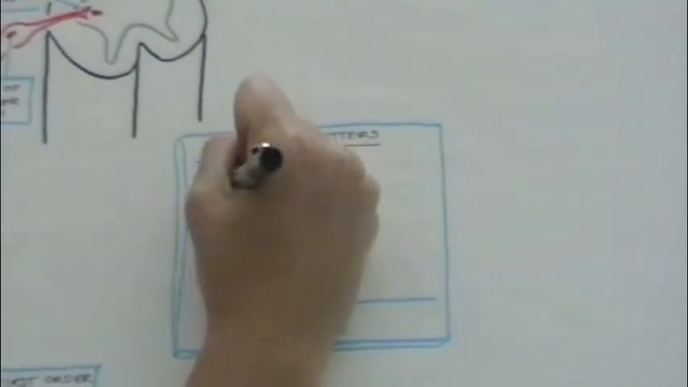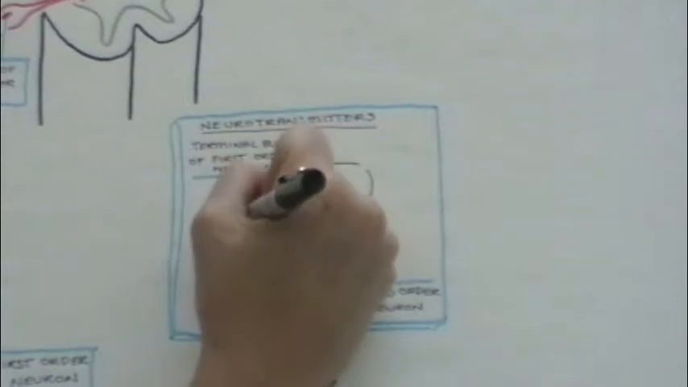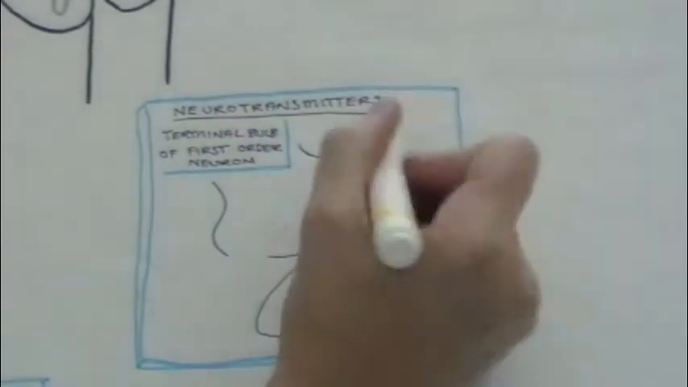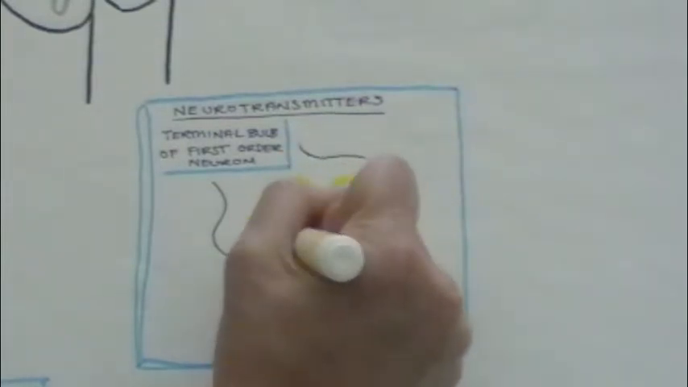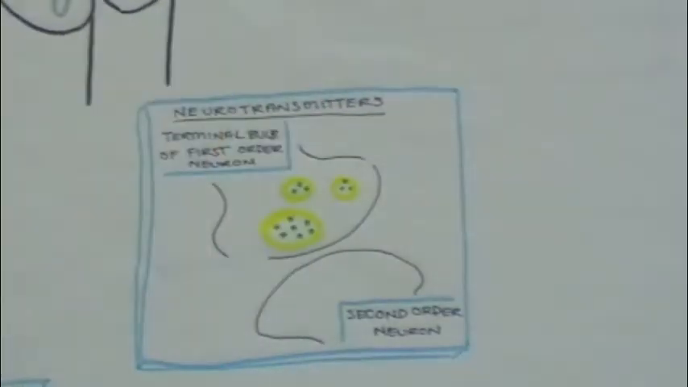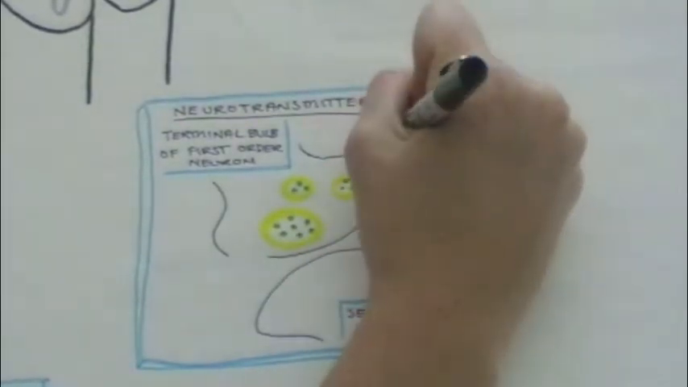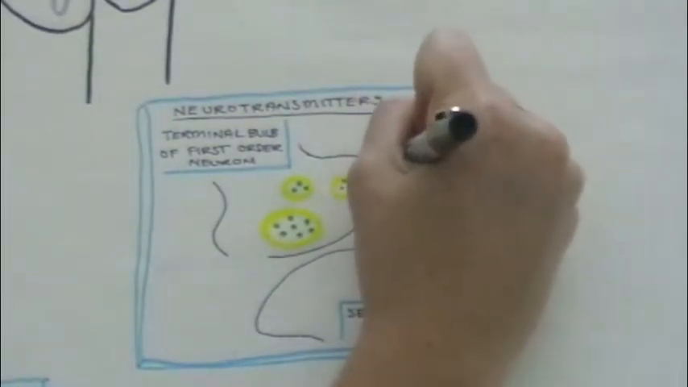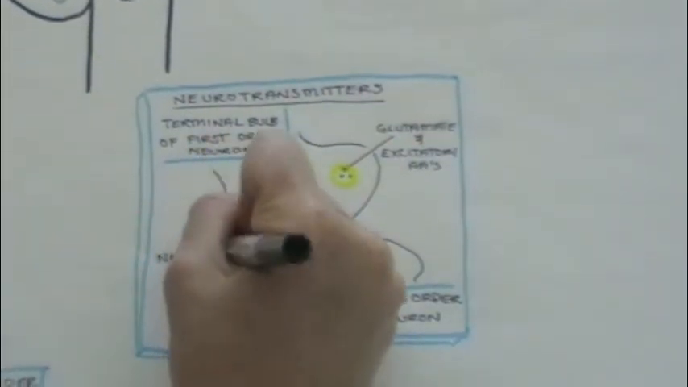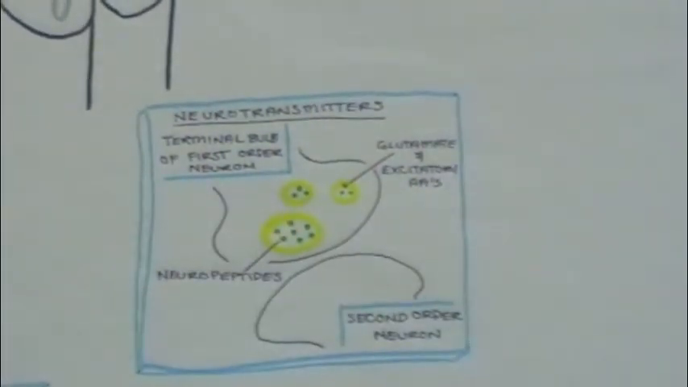The neurotransmitter that is released in this synapse differs depending on the types of vesicles it is released from. Primary afferent neurons have two types of vesicles in their terminal bulbs. 1. Small electron translucent vesicles, containing glutamate and excitatory amino acids. And 2. Larger vesicles containing neuropeptides. These transmitters are released and cross the synaptic cleft to synapse with a secondary neuron.